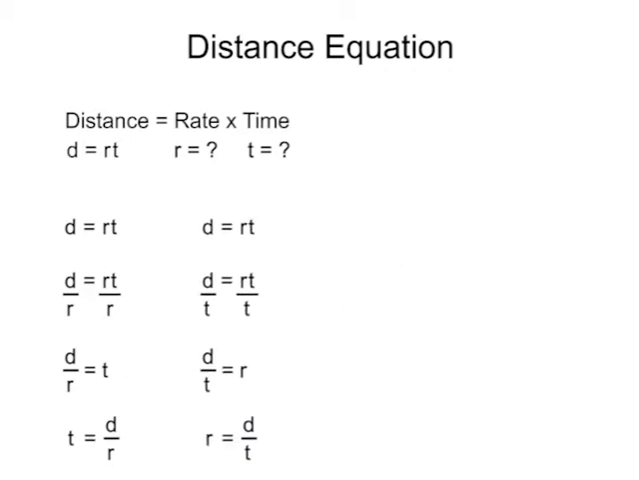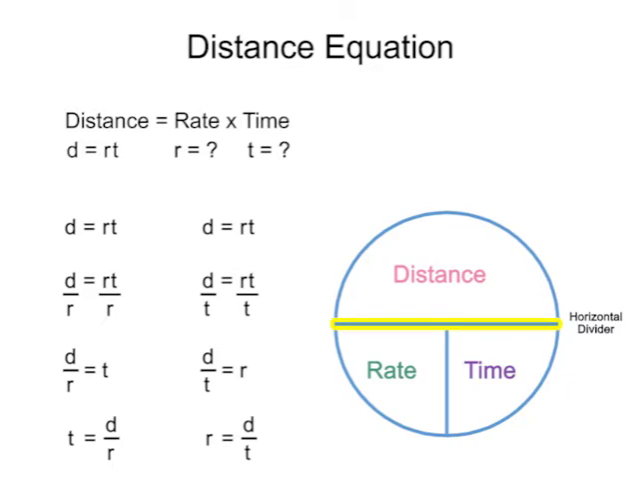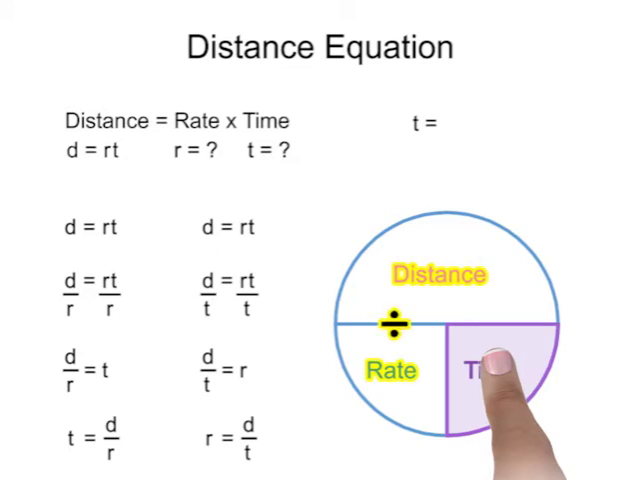A simple way to remember these formulas is the formula circle. Treat the horizontal divider as a fraction bar and the vertical divider as a multiplication symbol. Simply place your thumb on the unknown value you wish to determine. The two remaining variables will show you the correct formula.